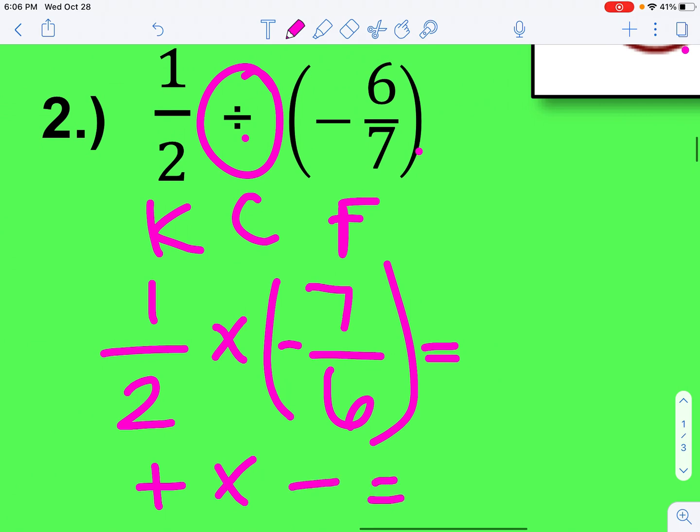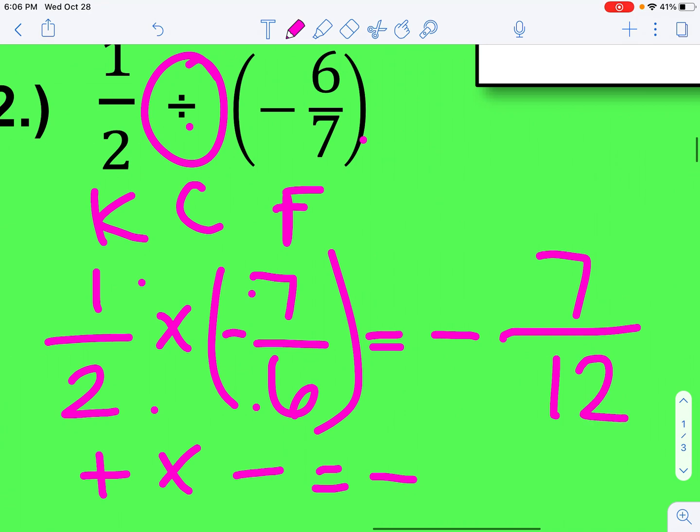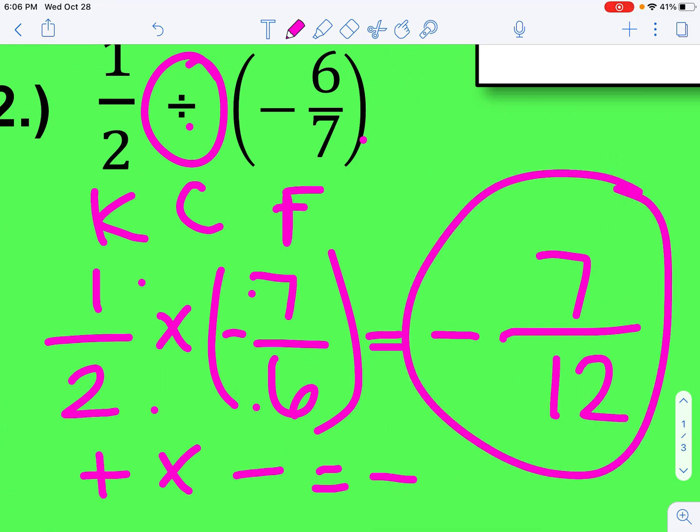Okay, before we even multiply, I'm taking a positive times a negative. That's going to give me a negative for an answer. And now let's just multiply straight across. 1 times 7 is 7. 2 times 6 is 12. So my answer is -7/12.